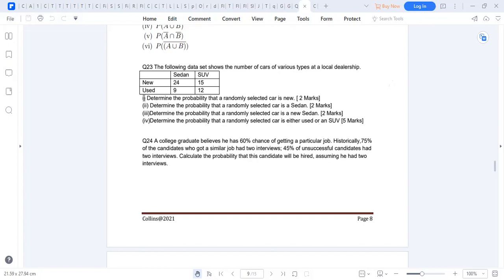It looks easy when somebody is solving, but now let's get to the actual gist of the question. So we have new, used, we're given sedan and SUV. And we're also given 24, 9, 15, 12.